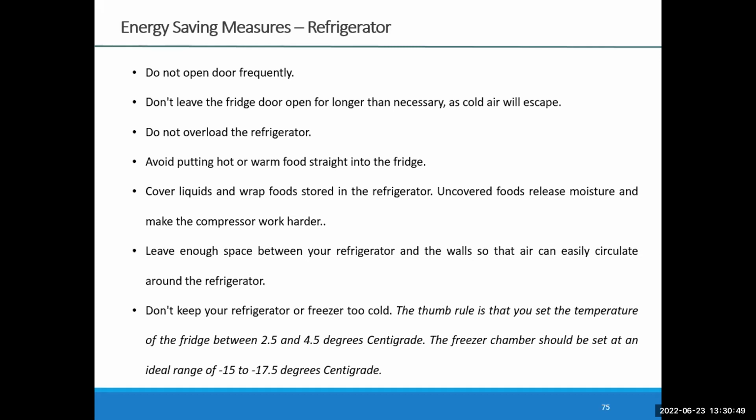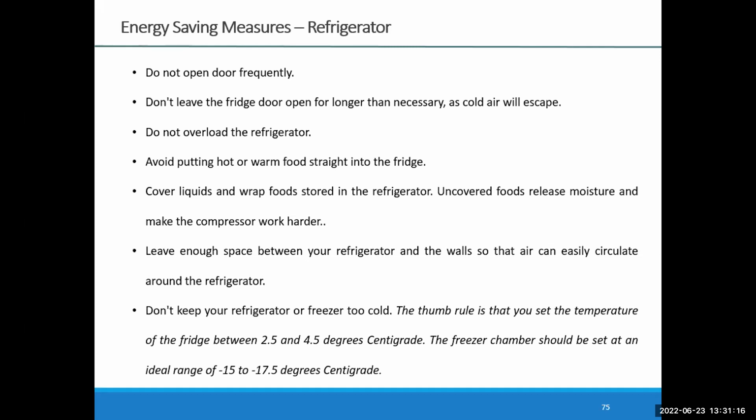Leave enough space between your refrigerator and the wall so that air can easily circulate around the refrigerator. That means there is a radiator behind the refrigerator. When there is proper air circulation only, it will get properly cooled. Otherwise, the heat dissipated by that radiator will not escape properly, and again it will increase the load on the compressor.